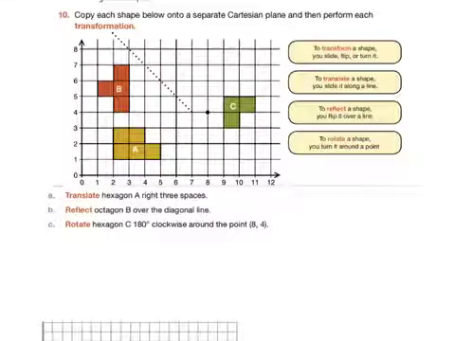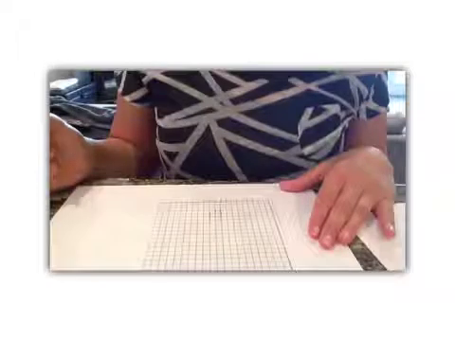All right, now you're going to do the rotation of C, and it wants you to go 180 degrees clockwise around point (8, 4). So you're rotating C here. Go ahead and copy the shape onto your Cartesian plane that you're going to create from your grid paper and do that rotation. Press pause and do that now. All right, now we're going to watch the quick video of the rotation.